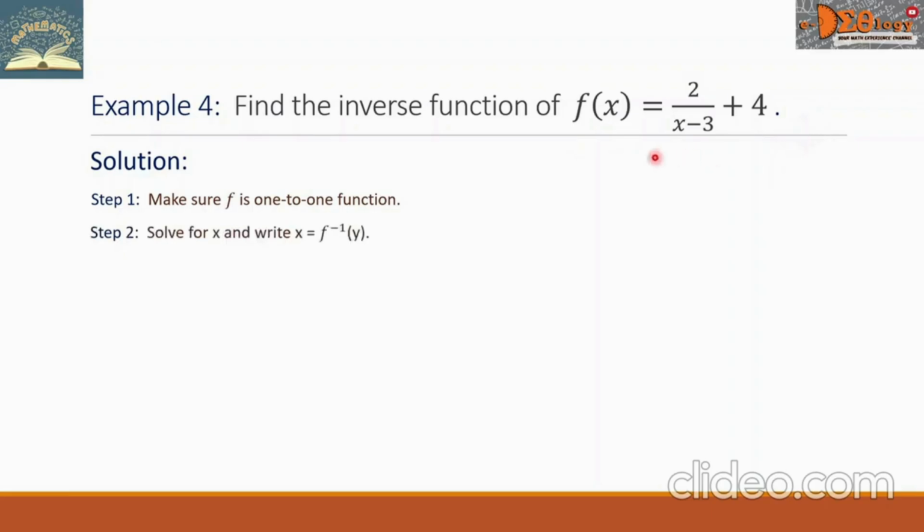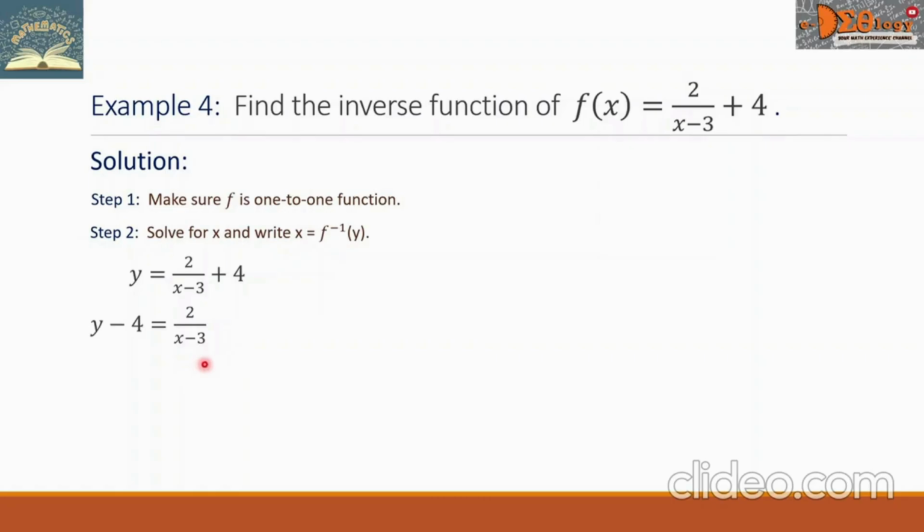Step 2. Let us solve for x and write x equals f inverse of y. That means we're going to rewrite this problem down here. But for the f of x, I will change into y. So we have y equals 2 over x minus 3, then plus 4. Let us now isolate the x. This plus 4 we transpose to the left. It becomes negative. So we have y minus 4, the fraction 2 all over x minus 3.